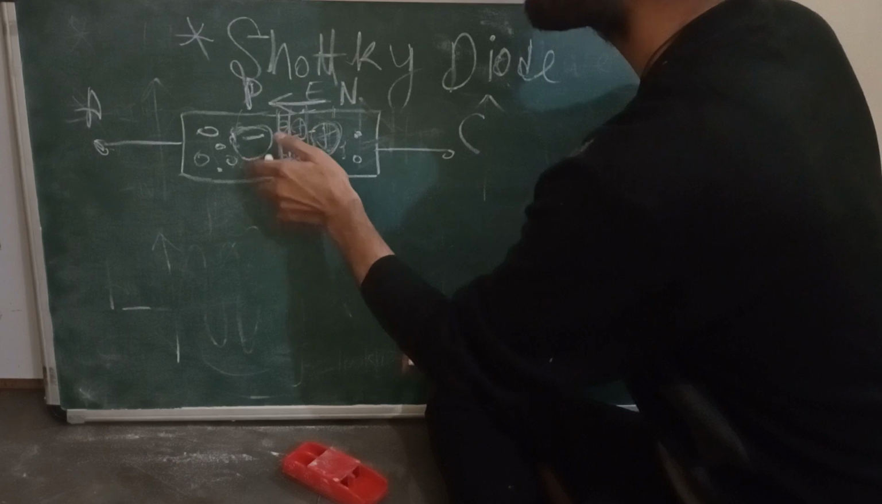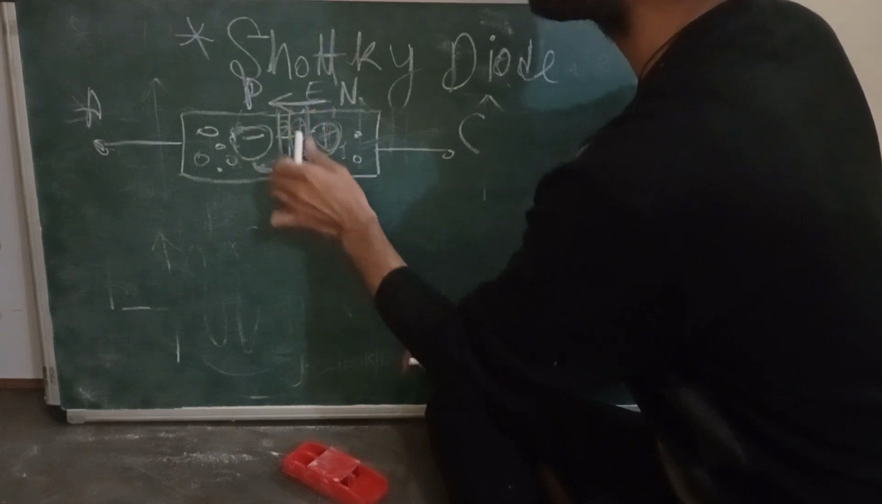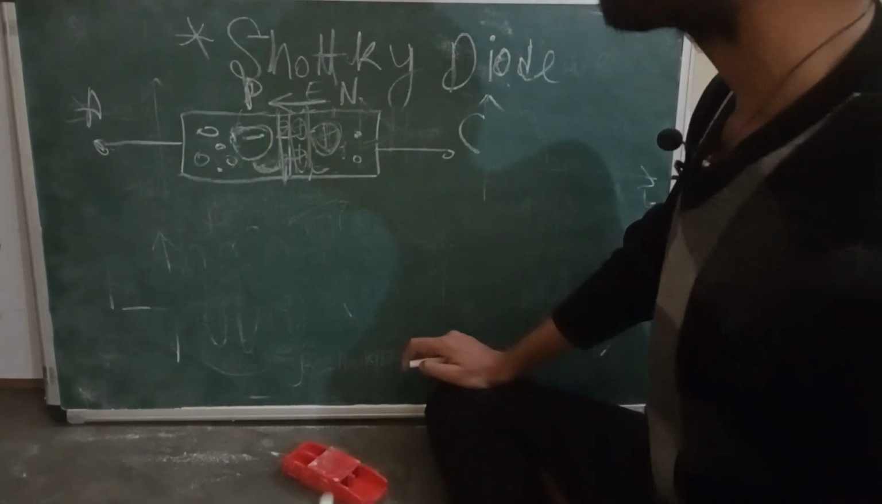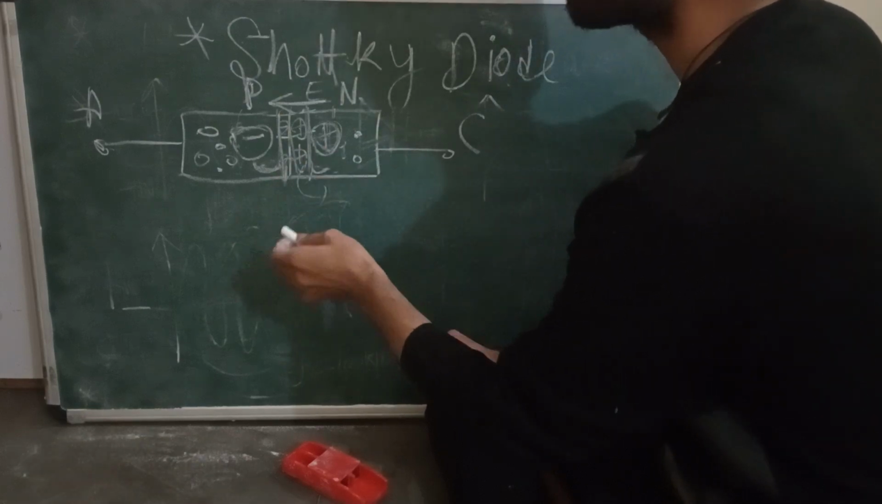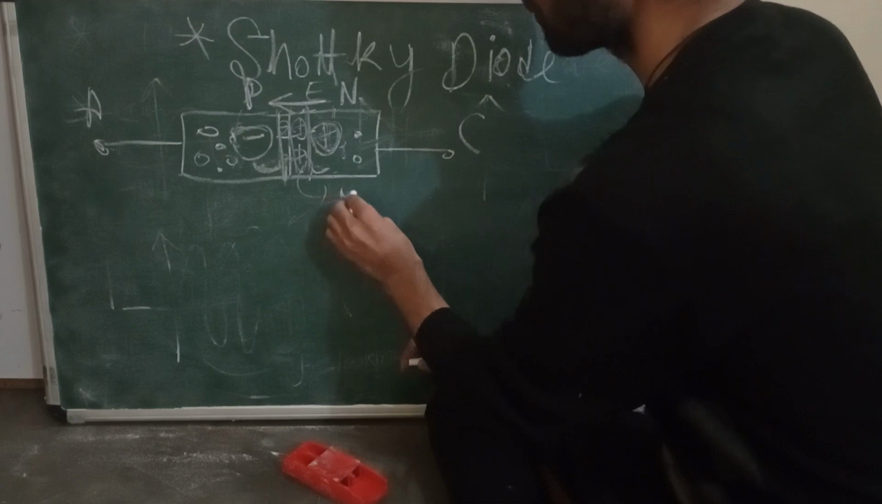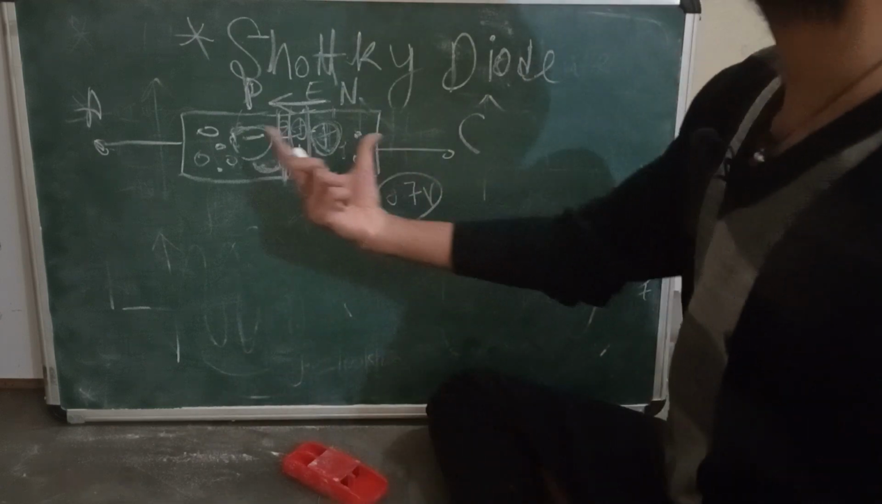Due to this electric field, a depletion region gets formed across the junction, so there is no further movement of the charge carriers. Okay, so this is the depletion region. In this depletion region, there is a potential barrier whose potential is about 0.7 volt.